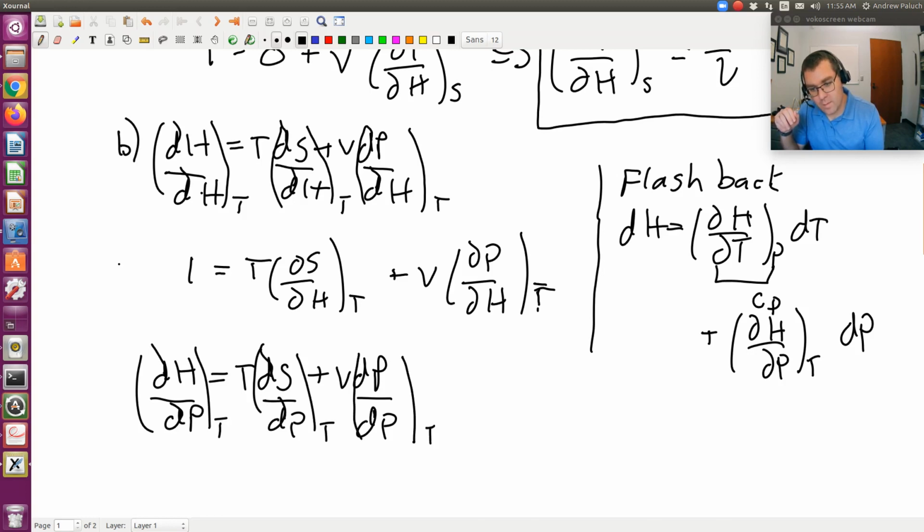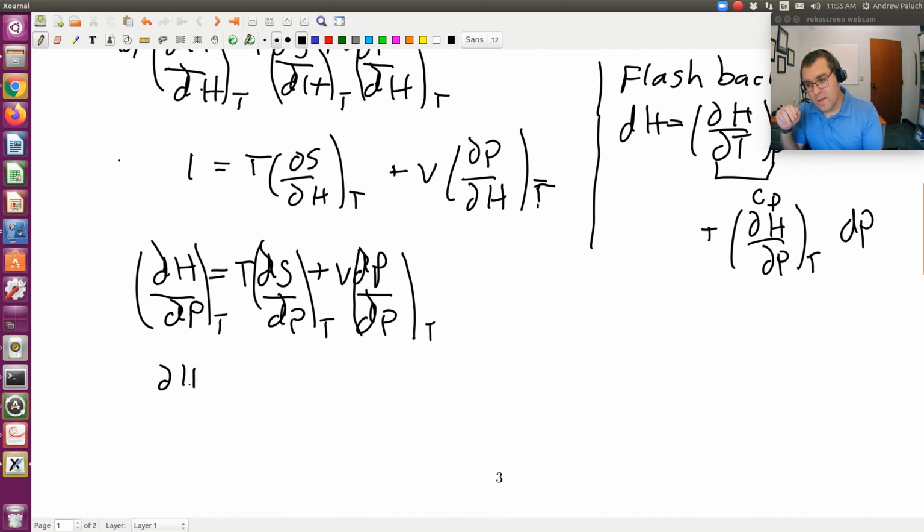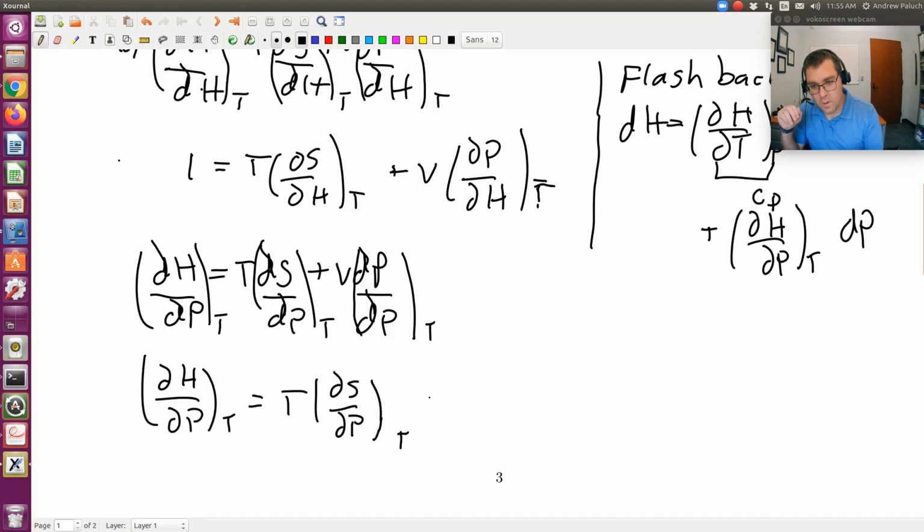Okay, so now I have dH/dP at constant T is equal to T dS/dP at constant T plus V dP/dP at constant T. So this is dP/dP, so that's just going to be 1, plus V. All right, now looking at this term, instead of dS/dH at constant T, I have a dS/dP at constant T. Here I know I have a Maxwell relationship, right? I know my Maxwell relations are going to relate S to P, V, and T.